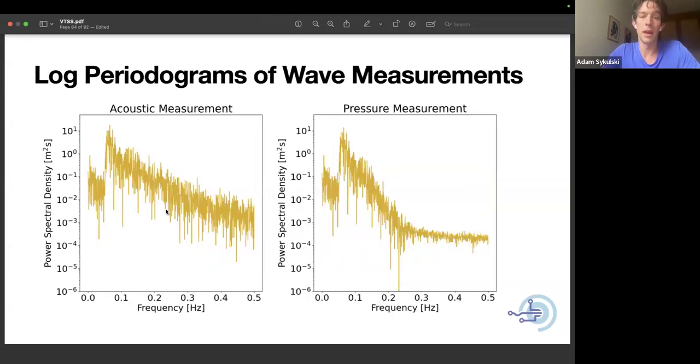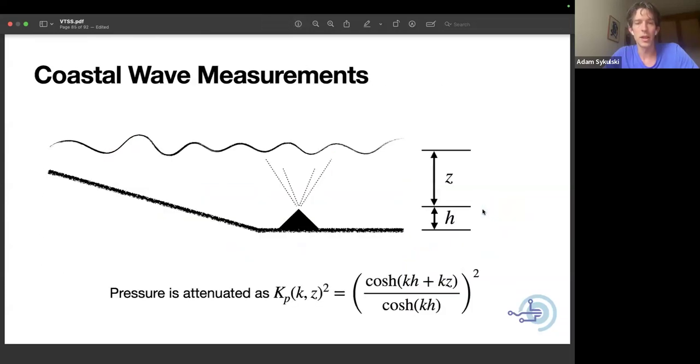Now, here are our two spectra again. On the left, the acoustic, on the right, the pressure measurement. And we want to try to relate these two and compute both Welch's and debiased Welch's estimates to compare them. The relationship between the two has an additional complexity because the pressure signal is actually attenuated, but in a deterministic sense with depth Z here, that we can correct for.